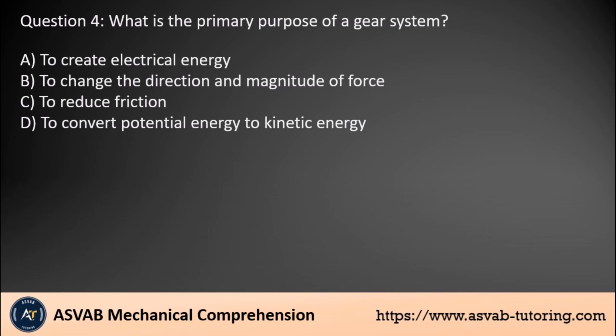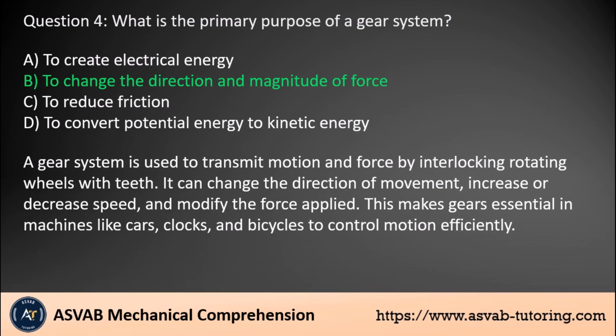Question 4. What is the primary purpose of a gear system? Option A, to create electrical energy. Option B, to change the direction and magnitude of force. Option C, to reduce friction. Option D, to convert potential energy to kinetic energy. Answer is B, to change the direction and magnitude of force.